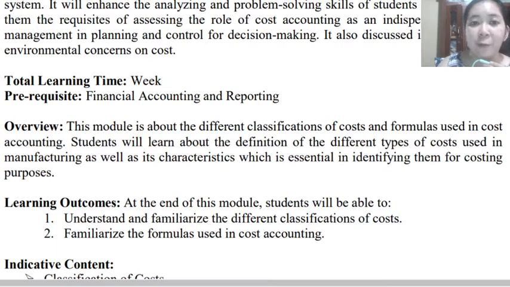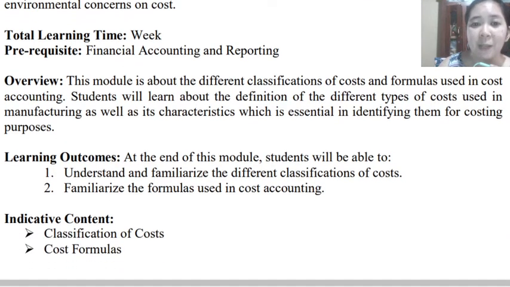For the overview, this module is about the different classifications of cost and the formulas that are usually used in cost accounting. You will be learning the definition of these types of costs, especially those used for manufacturing, as well as their characteristics, which are also essential in identifying costs for costing purposes.